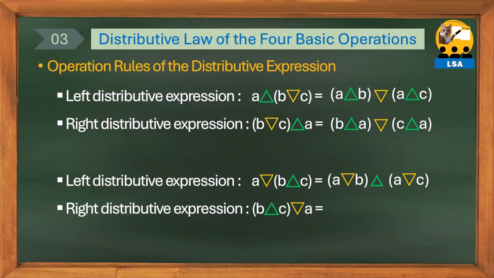Let's apply the operation rules to the right distributive expression as well. Applying the rules, we perform the inverted triangle operation on B and A, and also on C and A. Then, we execute the first operation, the triangle operation, on the results of the two operations. Did you understand the operation rules for distributive expressions well? If the commutative law holds in the second operation, you can confirm that the operation result is the same for the left and right distributive expressions.